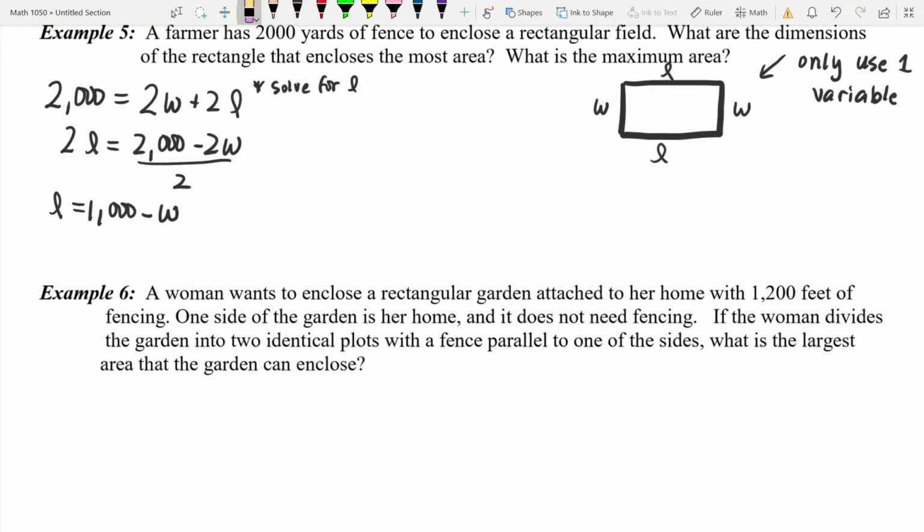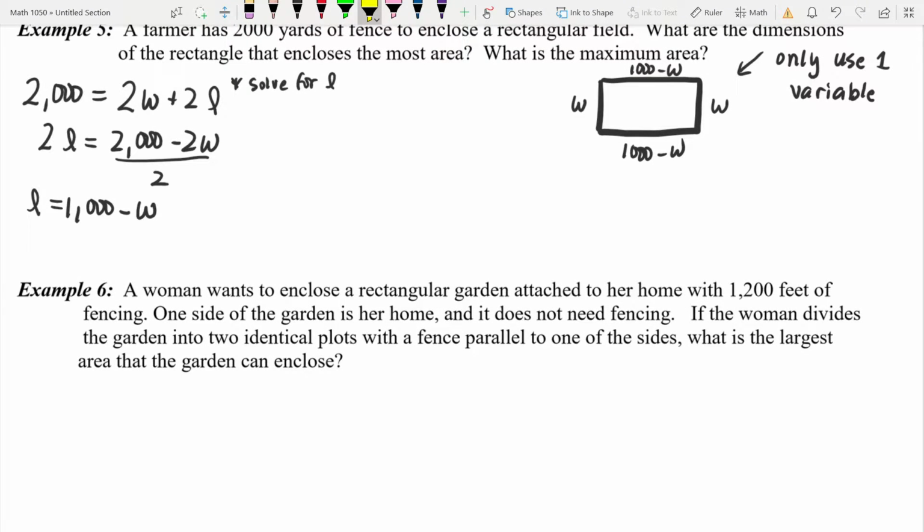So I want you to come over here to the picture, and I want you to get rid of the L's, and now you're going to replace it with 1,000 minus W. So now I only have one variable. Okay? How do you find the area of a rectangle? Guys, you take this, which is the length, and you multiply it by that, which is the width. Okay? So everybody write area equals length times width. So that's going to be area equals W times 1,000 minus W, the length times the width, right?